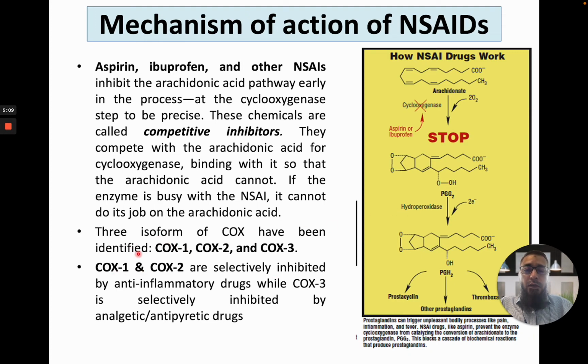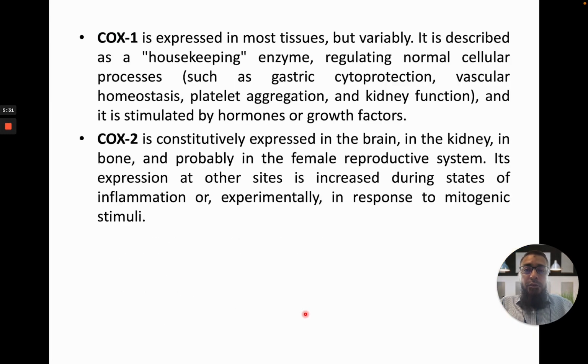There are some isoforms of the COX. For example, COX-1 is the non-selective one, COX-2 is the selective one, and there is COX-3. These are the isoforms of the cyclooxygenase. COX-1 and COX-2 are selectively inhibited by the anti-inflammatory drugs, while COX-3 is inhibited by the analgesic or antipyretic drugs.